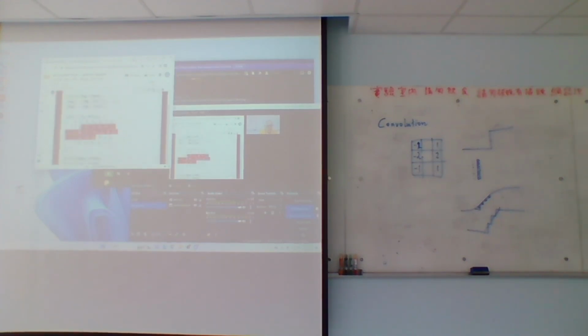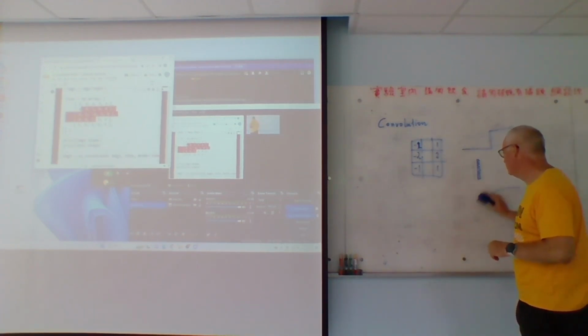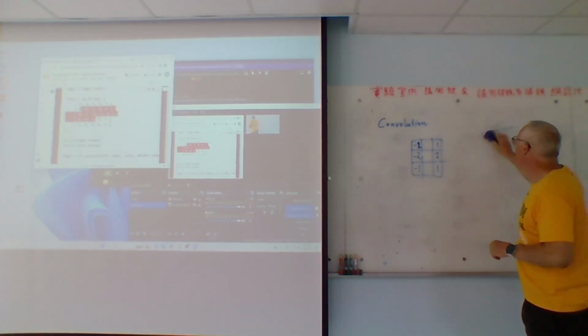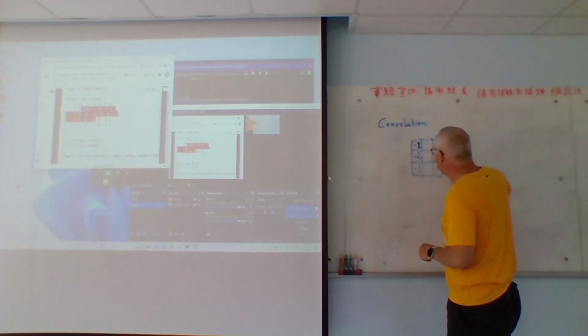So here I have a second order derivative. And how do we use that in order to detect edges? Now, first of all, why is that a second order operator here? Why does that particular matrix that we have here, why does that calculate a second order derivative?